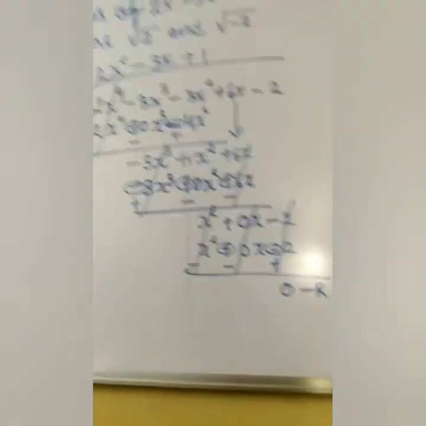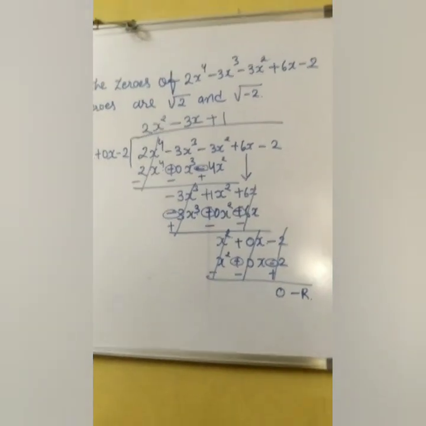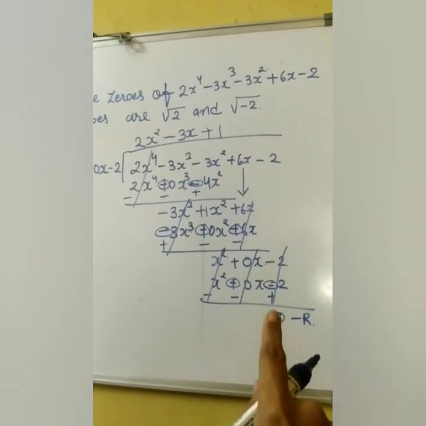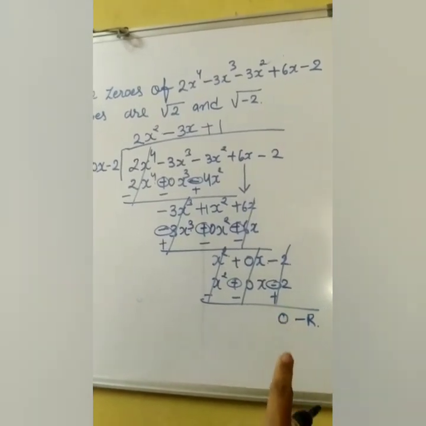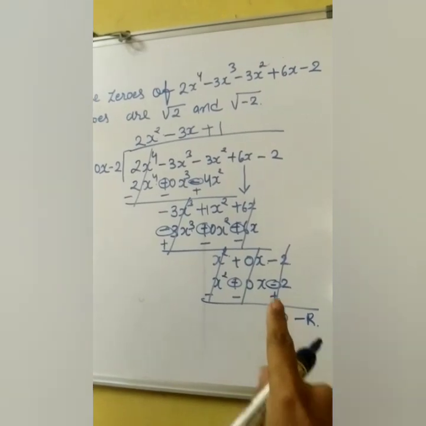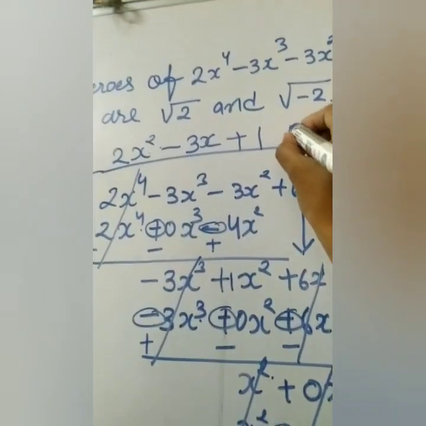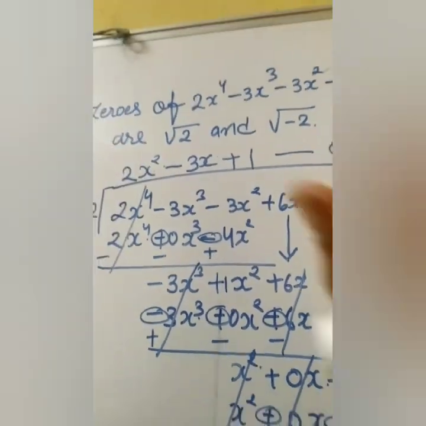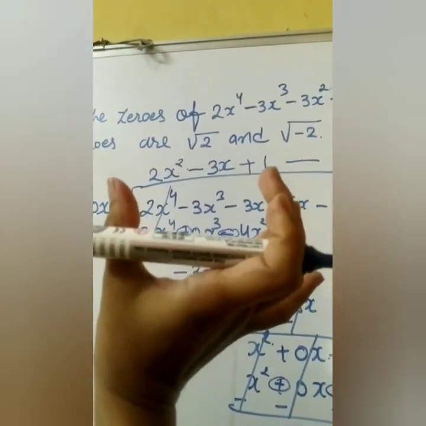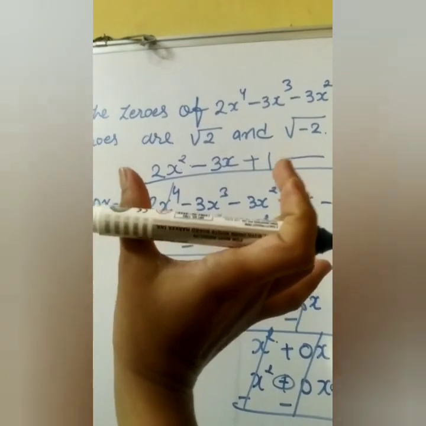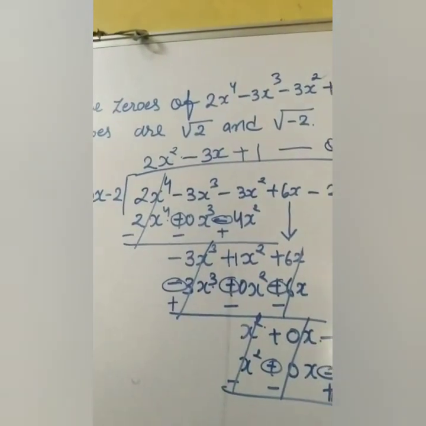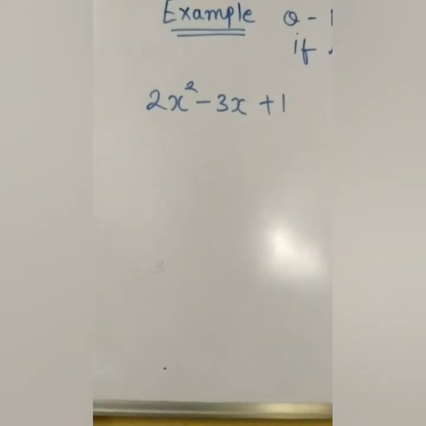And for this process and for this question, it is a must that your remainder must be 0 only. If it is not 0, then you made some mistake. So this is a very important thing that you have to remember always. Now we got the quotient, so we will take our quotient. This quotient is very important, because from this quotient you will do splitting the middle term and you will get 2 more zeros and our question will finish. Now we will see the further process.